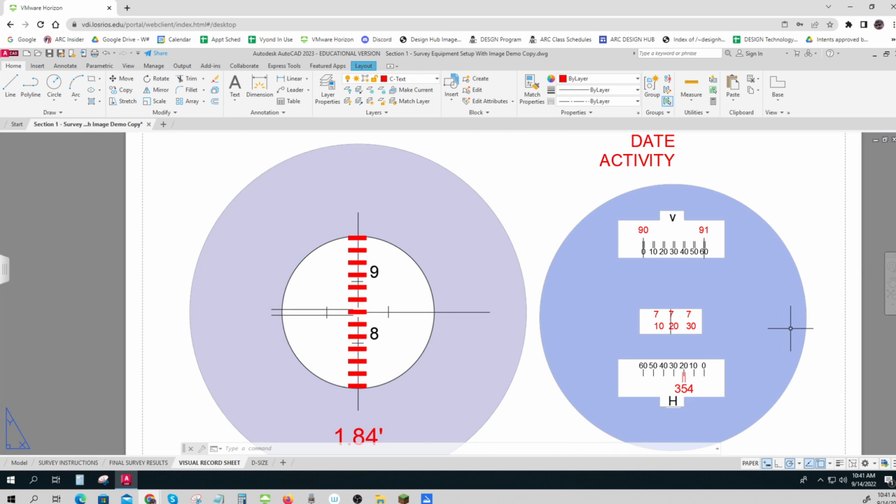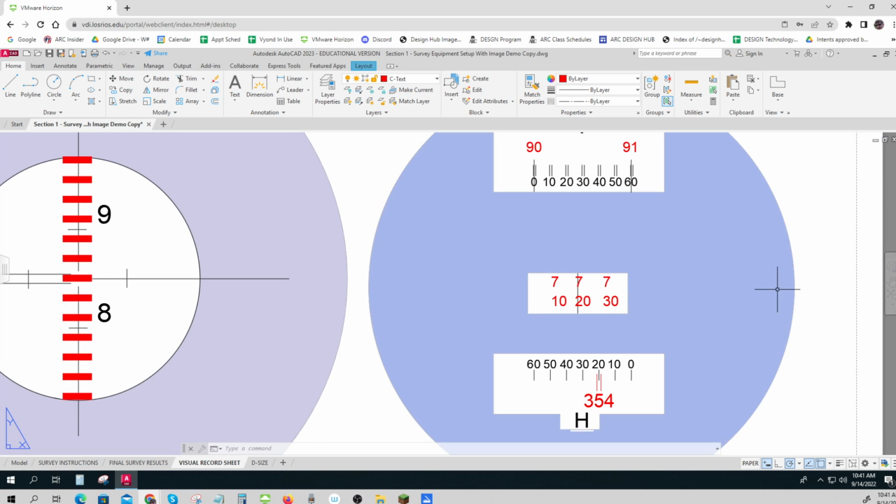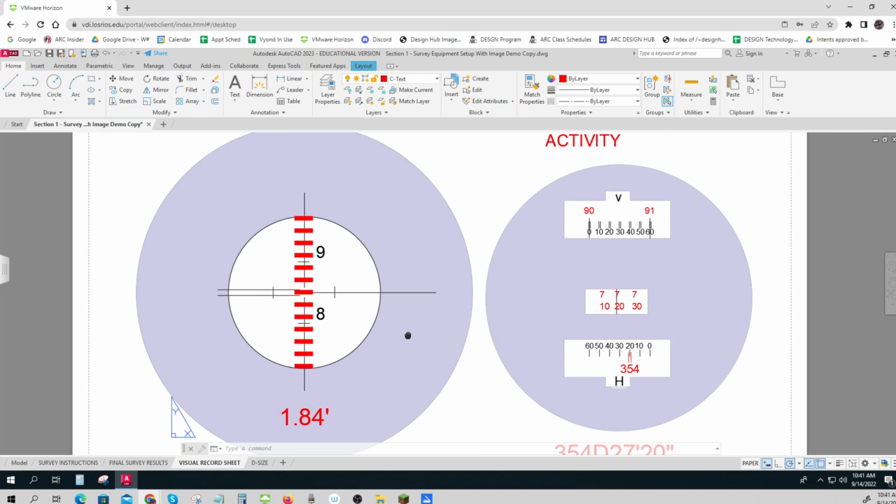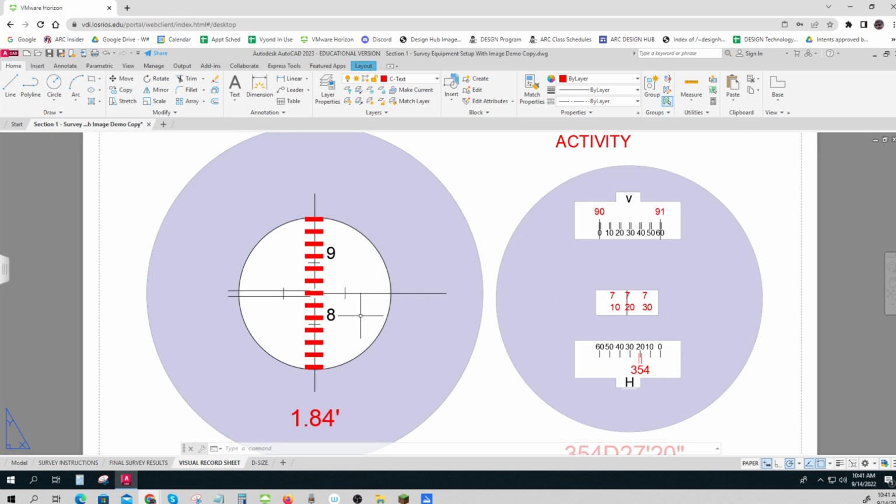And so that's how you draw it out. You just get in there and you do the text command and the line command, and you make it look like what you would see when you're looking in there. Now on the rod reading, I don't need it to be quite perfect. I just want you to get the good idea. And so in this case, I chose one that was 1.84 feet.